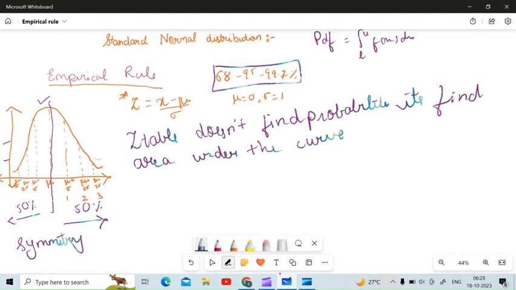As we know, this area contains 50 percent of the data, right? But my question is, what will be this area, one standard deviation away from the mean? So first I will be calculating this area, and if I subtract 50 from it, then I will get this area. So the same thing happens.